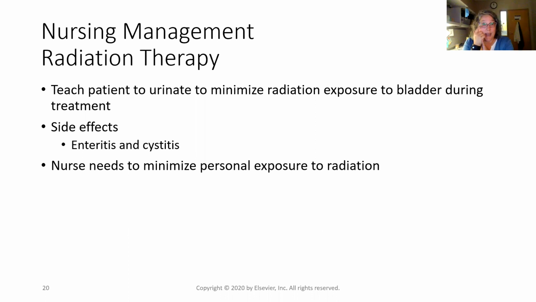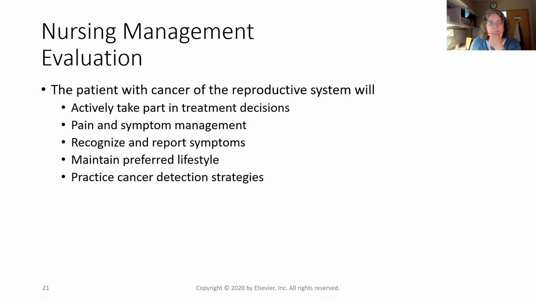There are also going to be side effects of radiation therapy, including enteritis and cystitis. Enteritis is an inflammation of the colon. Cystitis is an inflammation of the bladder. So it's going to hurt to poop. It's going to hurt to pee. There are going to be increases in frequency of both of those. And if we can work to not only minimize their personal exposure to radiation, but our own personal exposure to radiation, that is a definite bonus.